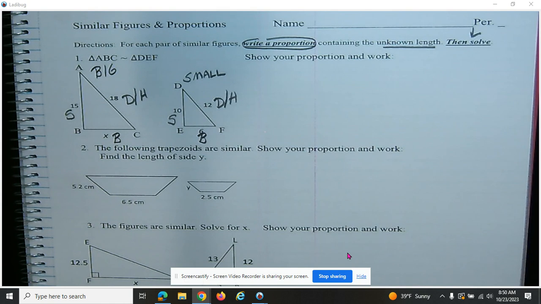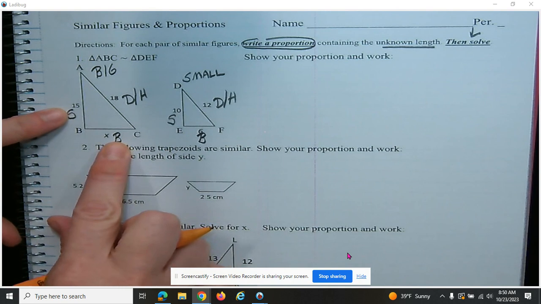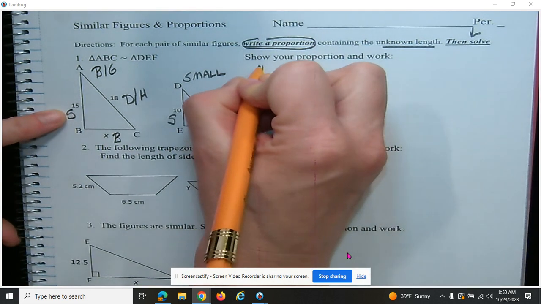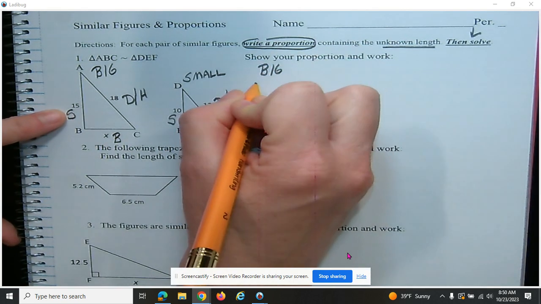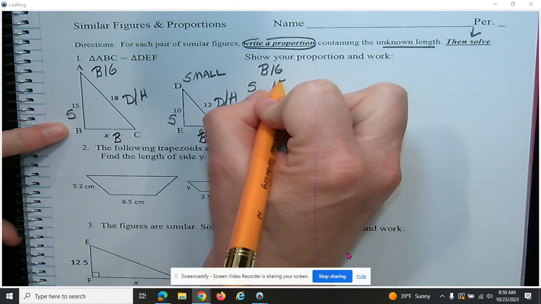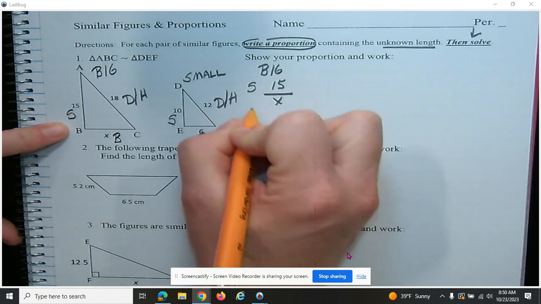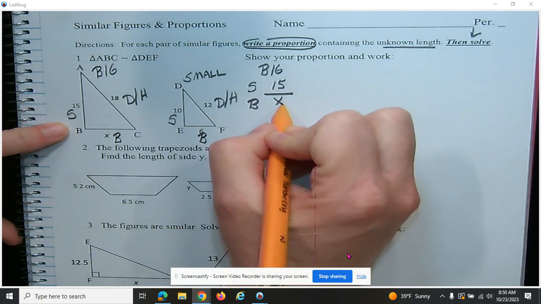Hold on just a minute. I like to set up all of the big thing on one side of the proportion, all of the small on the other side of the proportion. But you don't have to do that. I will show you both ways. Here, my big. I'm going to say the side. I'm going to say 15 over X. I'm going to put my side over my base.